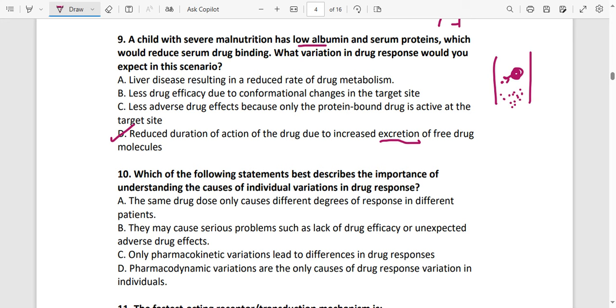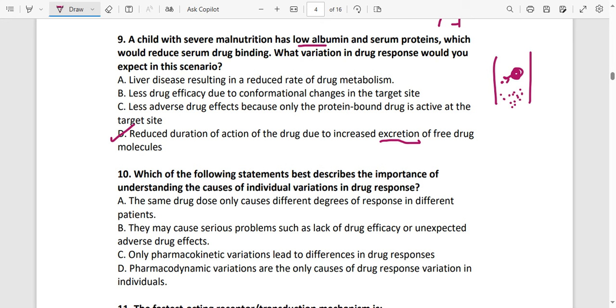Anyone that can help with this one? Anyone? Which of the following best describes the importance of understanding the cause of individual variation in drug response? Okay, so you want to understand the cause of individual variation in drug response for one important reason. You want to optimize the dose to individual need.